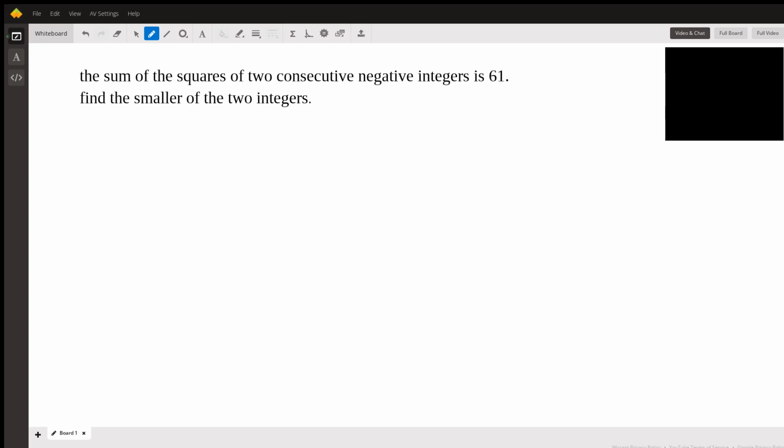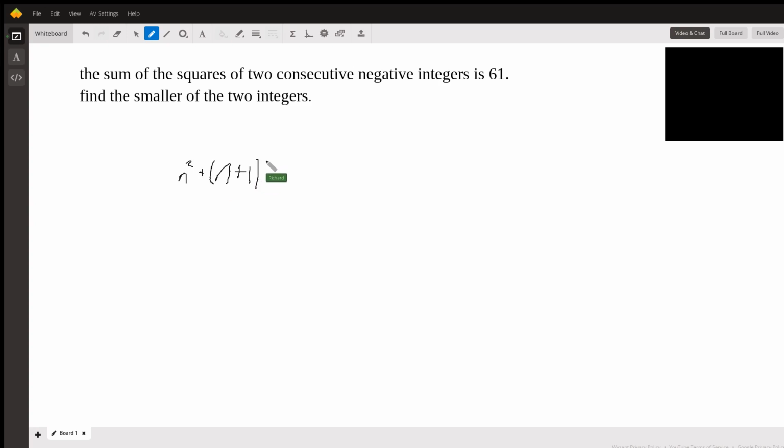If we have two consecutive integers, I'm going to ignore for the moment the fact that they're negative. Two consecutive integers look like n and n plus 1. Those would be consecutive integers, whether they're positive or negative. Now we want to square them both and add them together, so the sum of their squares is going to be like that, and that's set equal to 61.